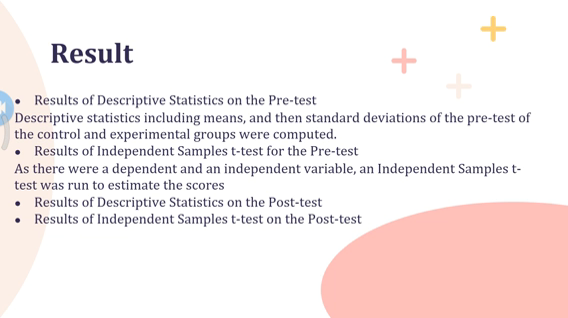The second one is result of independent sample t-test for pretest. As there were a dependent and an independent variable, an independent sample t-test was run to estimate the scores. And then the third one is result of descriptive statistics on post-test. And the last one is result of independent sample t-test on the post-test.